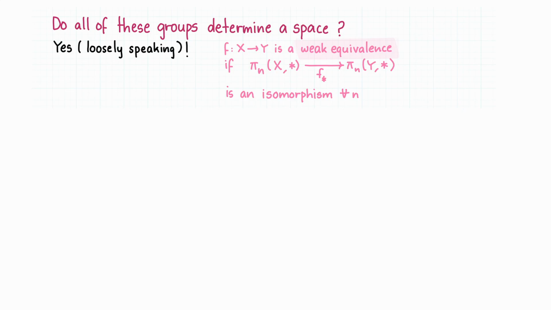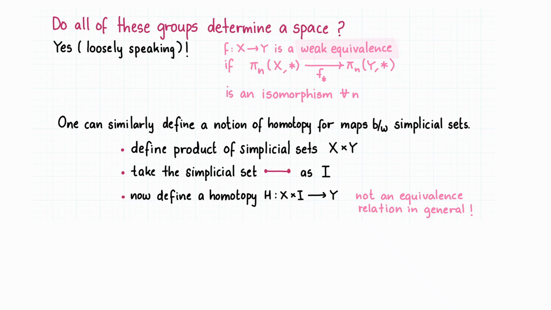Okay, so what does this have to do with simplicial sets? Well, simplicial sets have a geometric origin, so you can start to think of simplicial sets as spaces, and you can have this definition of homotopy for simplicial sets as well. To do that, you first need to define products of simplicial sets, which is defined pretty naively. You take the n-simplices of X cross Y to be Xn cross Yn, and then you can similarly define the face and degeneracy maps.